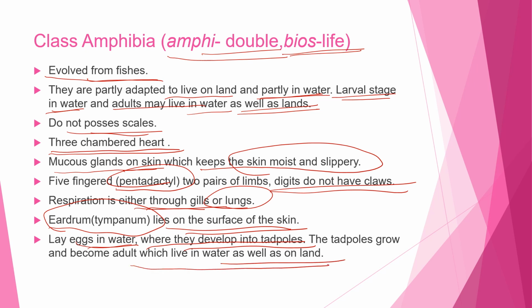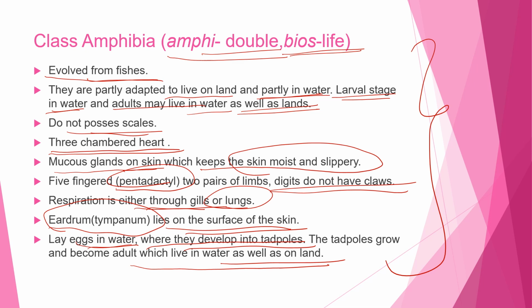So they start laying eggs in water. They develop into tadpoles in water itself. The tadpoles grow gradually and become adults. And this is the life cycle, actually. And when they come out of the water, they start living on land also. So these are all the main characteristics of the class Amphibia.